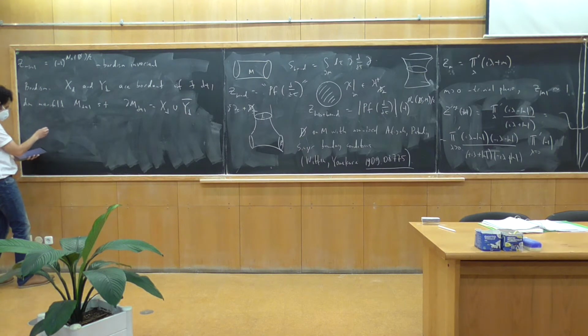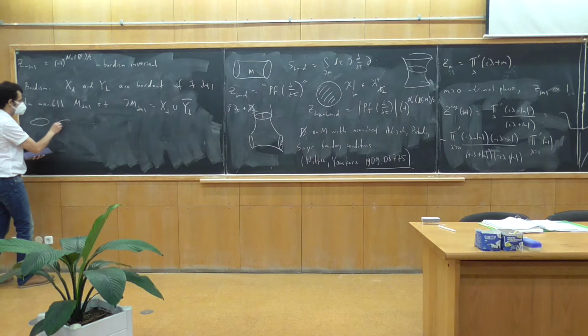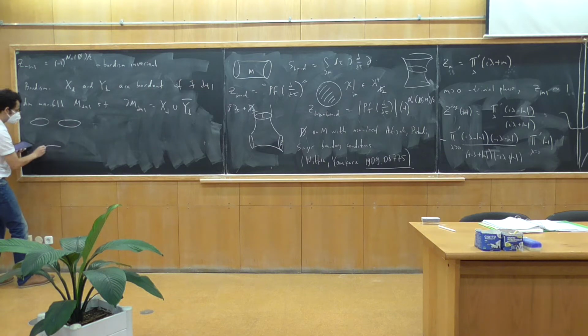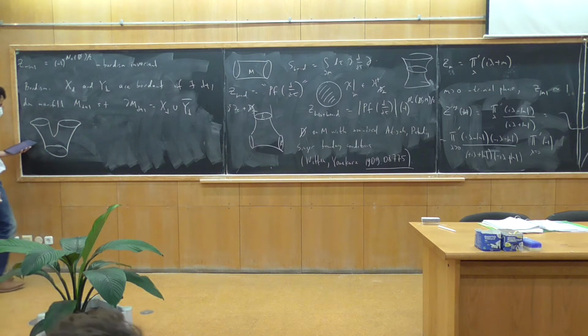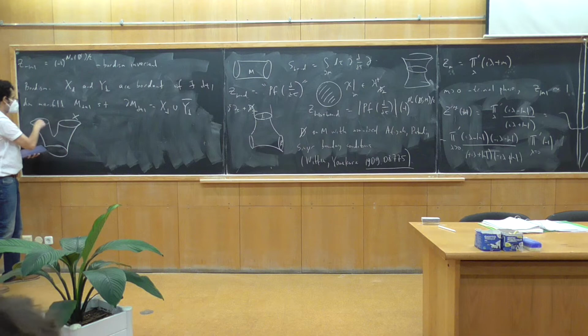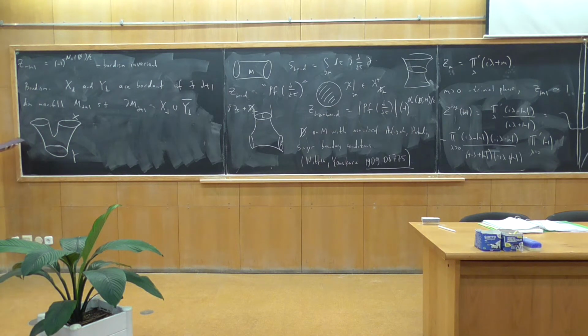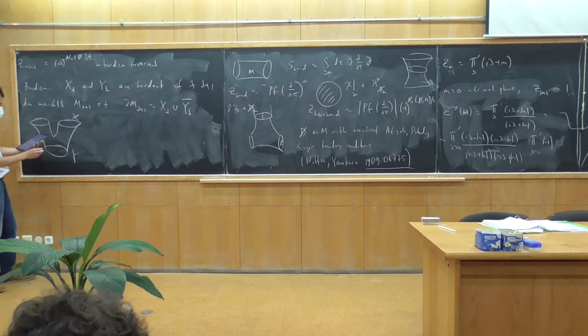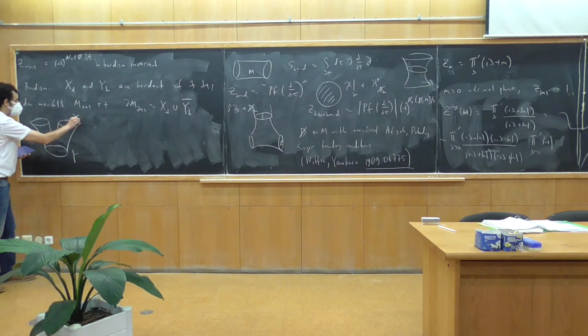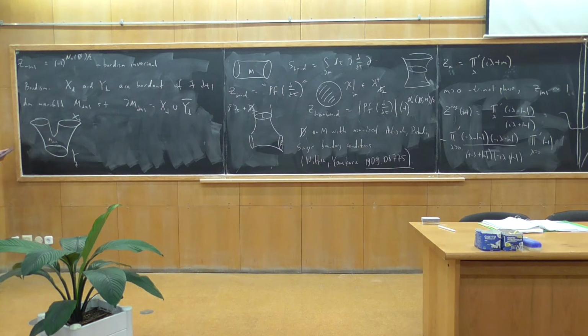So basically, here is the prototypical picture of pants. Right here is your manifold X composed of two circles. Here is your manifold Y composed of a single circle. Here is a two-dimensional manifold M that interpolates between them. Okay.